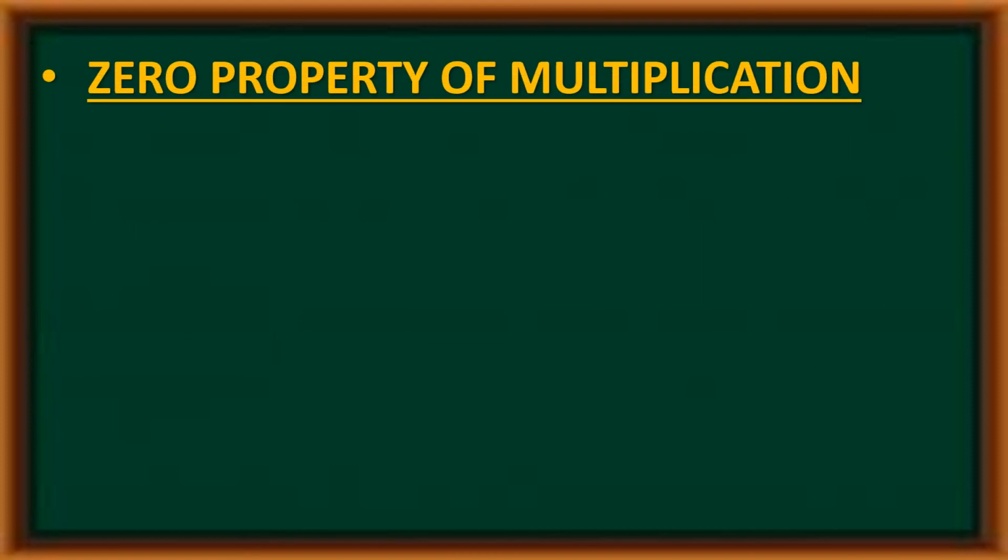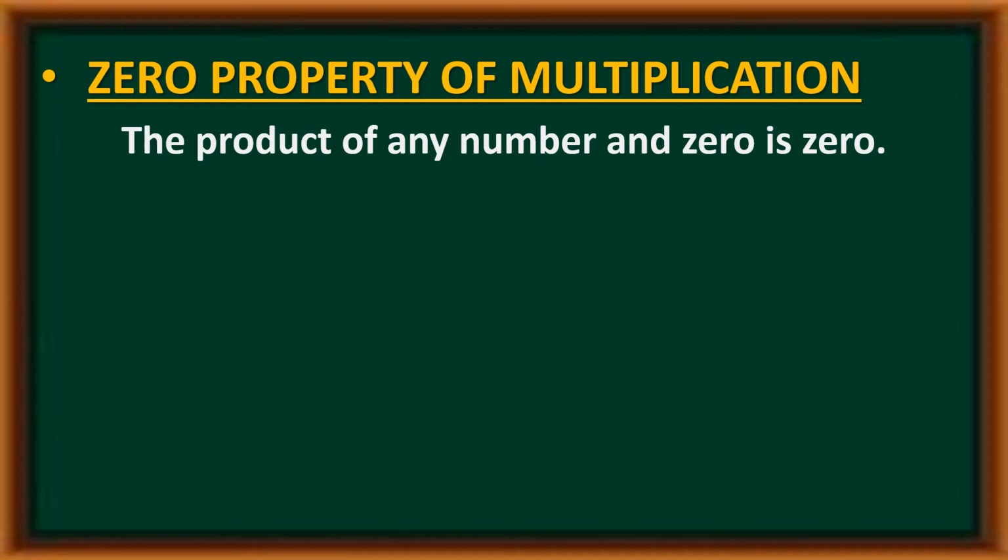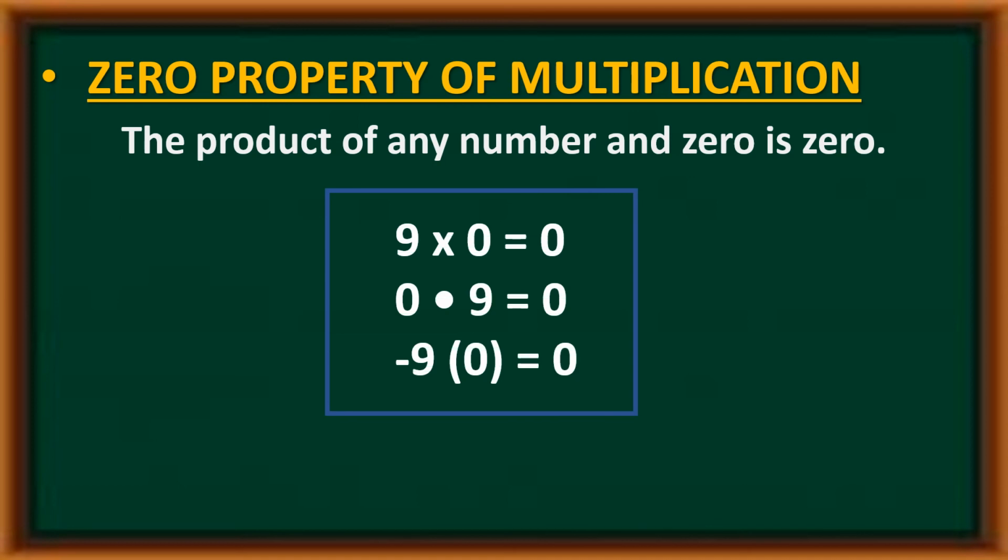Zero property of multiplication. The product of any number and 0 is 0. So, ibig sabihin, kahit anong number, kapag minultiply mo kay 0, ang sagot ay laging 0. Example, we have 9 times 0 is equal to 0. 0 times 9 is equal to 0. Negative 9 times 0 is equal to 0. So, kahit gaano kalaking number yan, basta minultiply kay 0, your answer is always 0.